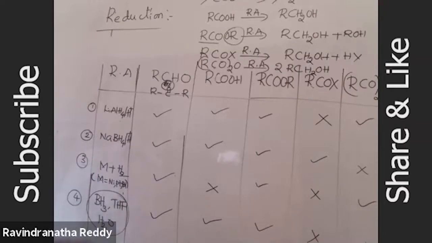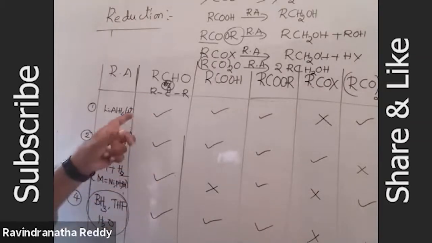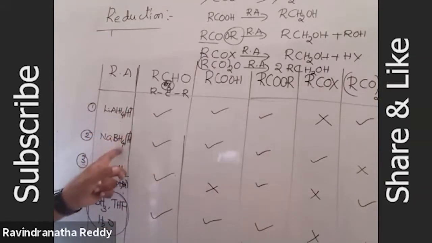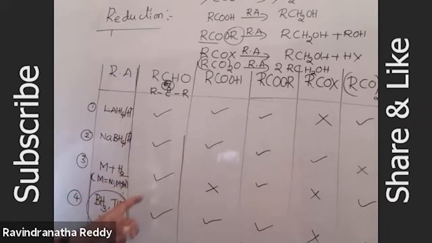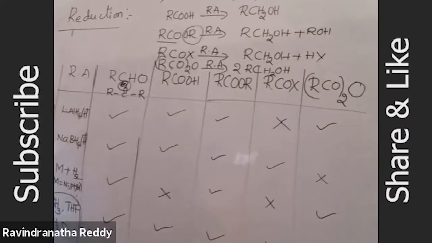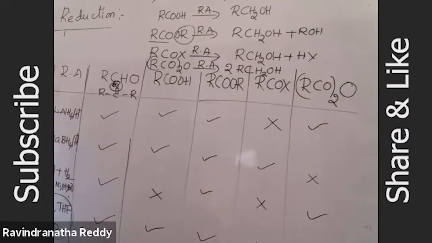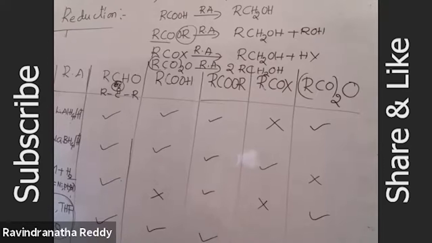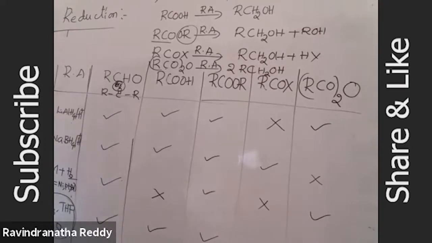Carbonyl compound, what is the reducing agent? For carbonyl compound, you can use lithium aluminum hydride then H plus, sodium borohydride then H plus, metal hydrogen with nickel, platinum, palladium, BH3 tetrahydrofuran then water. So all of those you can use. Carboxylic acid condition, you don't use metal hydrogen. So nickel hydrogen, platinum hydrogen, palladium hydrogen, that is wrong.